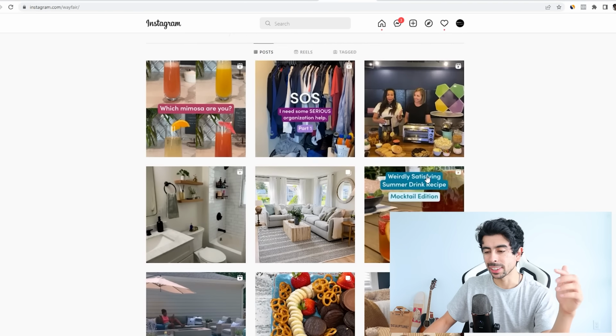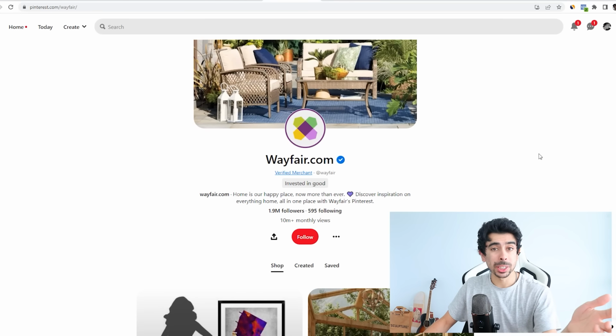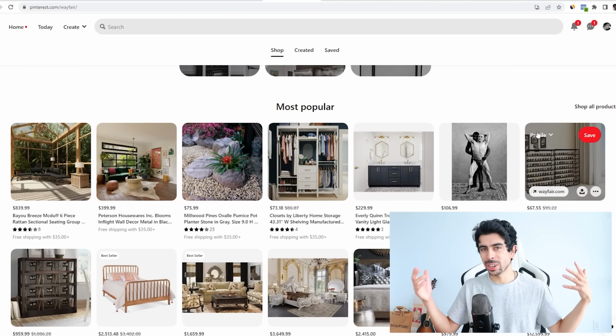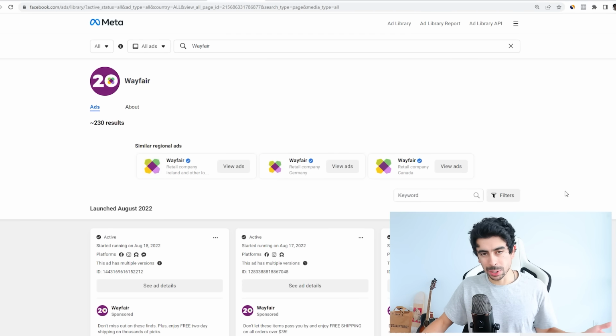But Wayfair now is just on a whole new level. I mean, they're posting daily on every social media platform. They got over 10 million monthly views on Pinterest, which makes a ton of sense for a store like this, right? Home decor and Pinterest are like peanut butter and jelly, basically. And then of course, they have a ton of different ads.